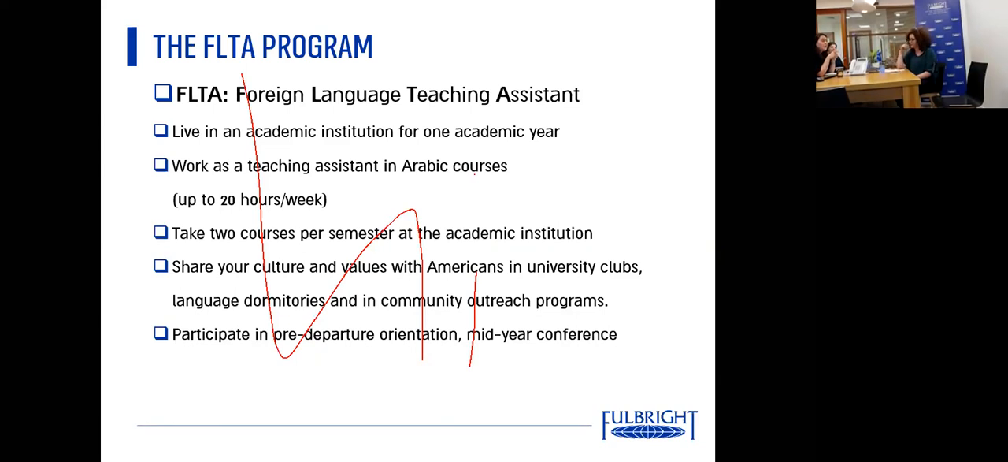Except that you will participate in events that are for the entire Fulbright program, which one will be a pre-departure orientation that will be done in July. And another one, this is before you go, another one will be made mid-year in the States during your stay.